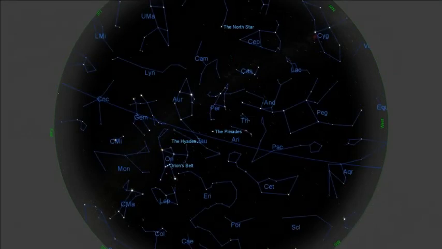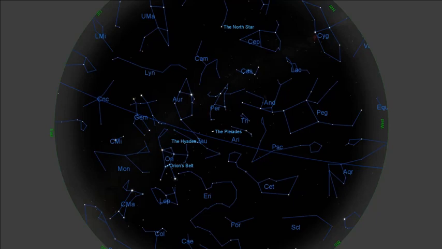Simply look up in the night sky and see if you can identify any of the known constellations or asterisms. They are groupings of stars, not always prominent, but there will always be some prominent constellations or asterisms in the night sky at any given time.